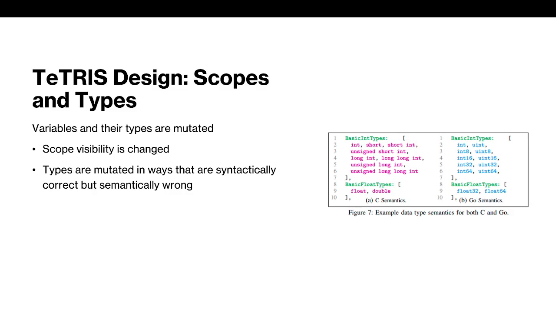We also want to mutate types in ways that are syntactically correct but semantically wrong. One example of this would be if I have a 32-bit int in C, this must be translated to a 32-bit int in my target language. If I accidentally translate this to a 16-bit int, I'm going to lose the upper half of my precision, and even though this is syntactically correct, this could create a number of runtime errors and crashes.